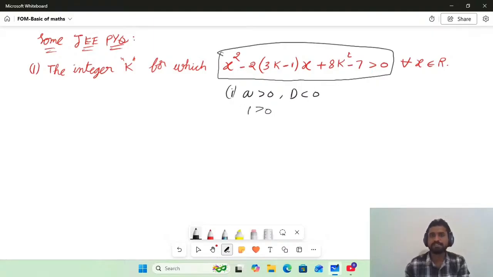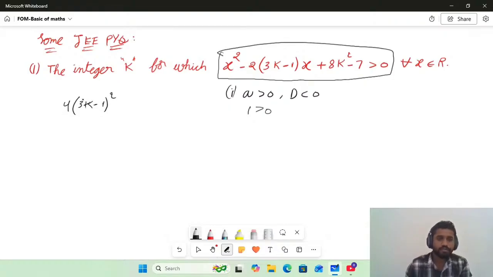So d should be less than 0. The discriminant of this quadratic equation should be less than 0. So what is the discriminant of this equation? Discriminant of this equation is b square, that is, minus 2 whole square, which is 4, times 3k minus 1 whole square.